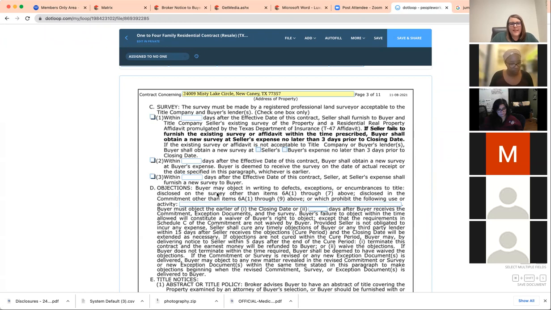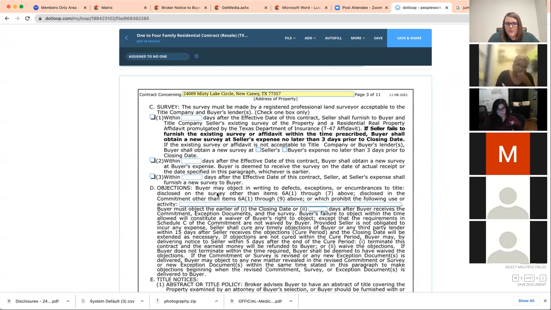Number 1 states that there is a survey. So if there is a survey on the property, you would check 1 within blank days after the effective date. I put 3. You don't want to give them too long because you want to be able to review the survey. Seller shall furnish to buyer and title company seller's existing survey of the property and the T47.